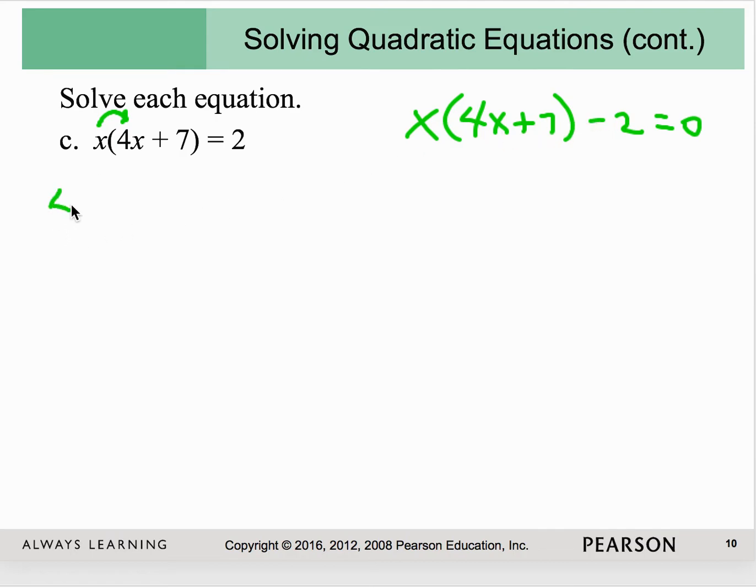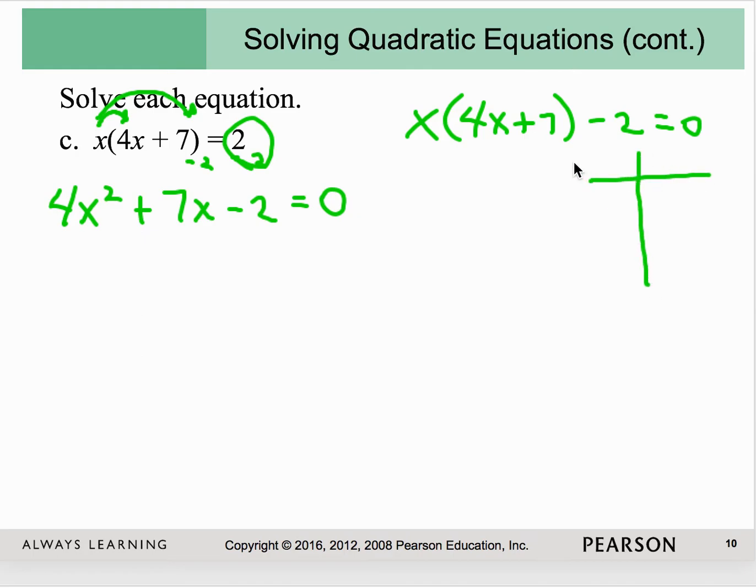So 4x squared plus 7x minus 2 equals 0. Okay, now this time I don't get my shortcut because the leading coefficient isn't 1. So I'm looking for 2 numbers that multiply and give -8, -2 times 4, and add to give 7. So the numbers are still easy to find, right? 8 and -1. But I can't just put them in my factors.